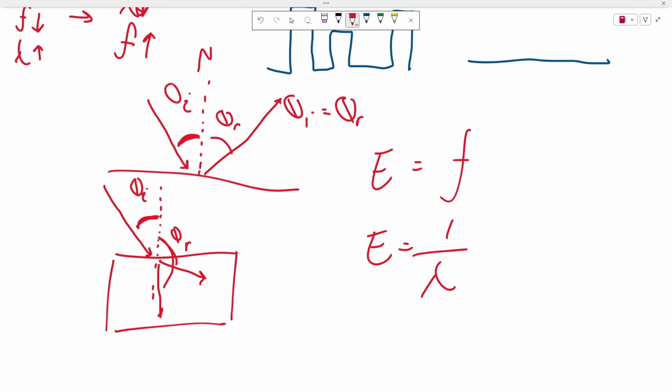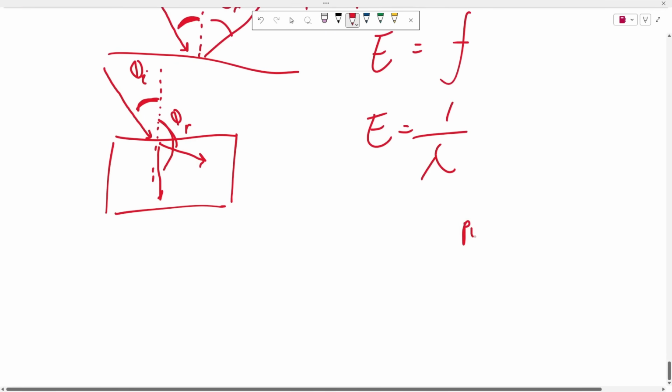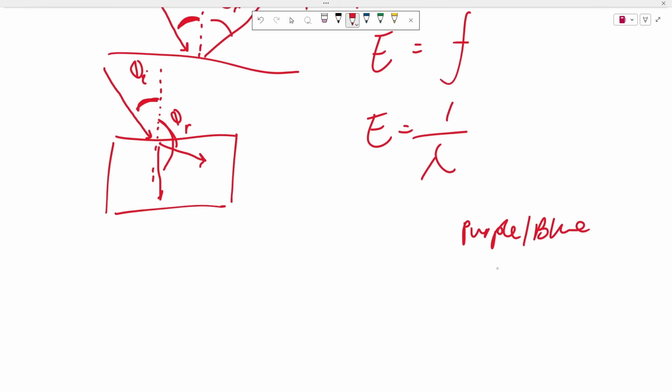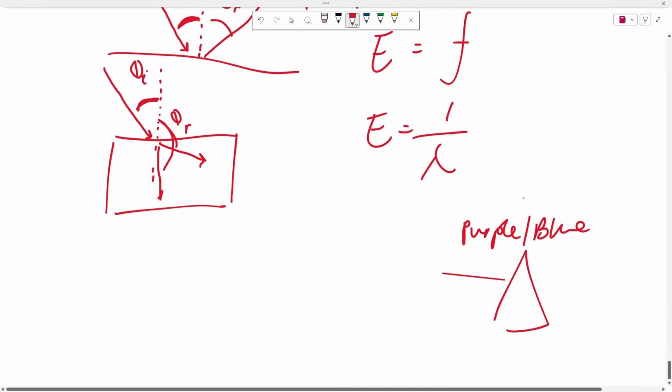So what else can we talk about? You know that in terms of light, purple or blue light is going to have the highest energy, right? And it's going to bend when you pass it through a prism. But again, that's something you can calculate using a reference table, so I don't think it's worth going over here.